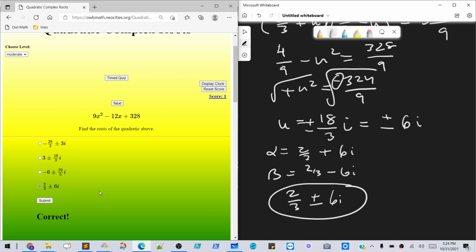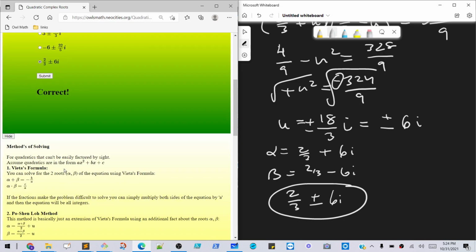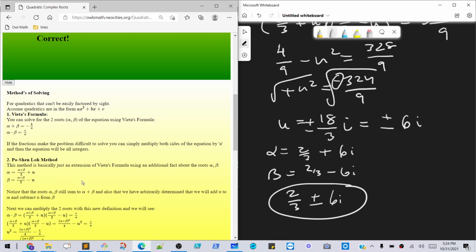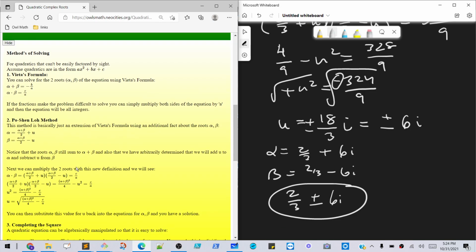And also, I think we have repeat roots in here. If you look in the help, there are some different methods that I give. I give the basics on Vieta's formula, and an overview of the Poh-Shen Lo method. I don't know exactly where Vieta's formula ends and Poh-Shen Lo's method begins, I kind of use a combination of both. I don't think you can use Poh-Shen Lo's method without Vieta's formula, so I guess it's my own little twist on the Poh-Shen Lo method.